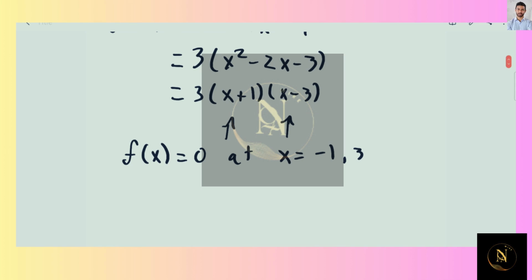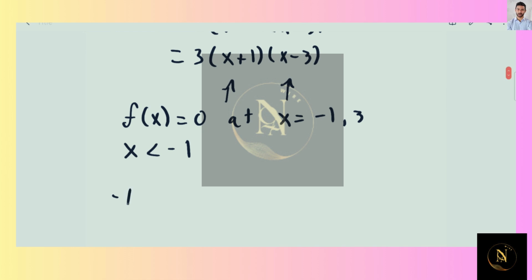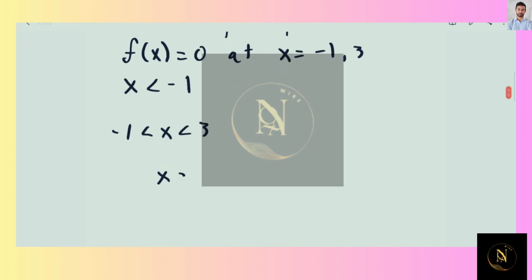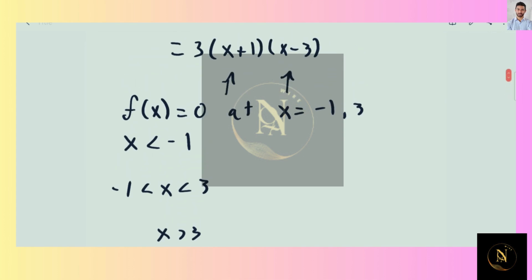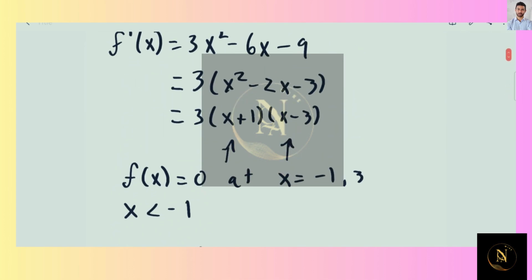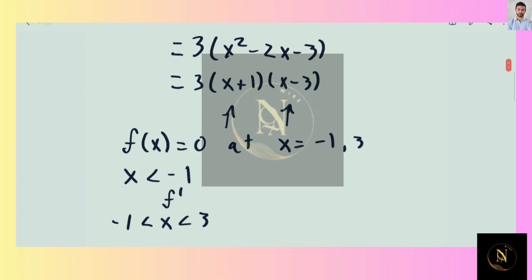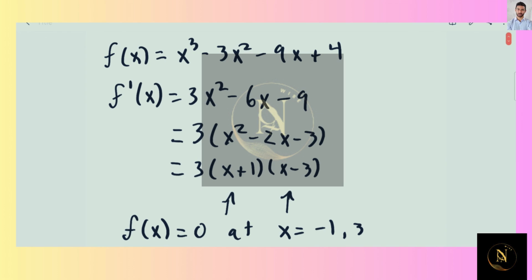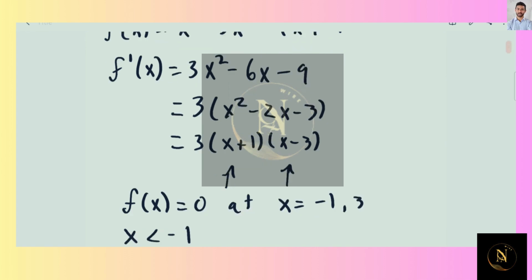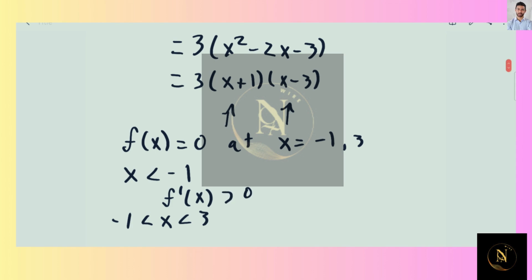And now what we're going to do is look at the intervals where x is less than negative 1, where x is between negative 1 and 3, and where x is greater than 3. And we're going to look at the sign of our derivative. So for x less than negative 1, if we plug in a value, let's just say negative 2, negative 2 plus 1 is a negative value, and negative 2 minus 3 is also negative. So we have a negative times a negative times a positive, which is positive. So this is greater than 0.